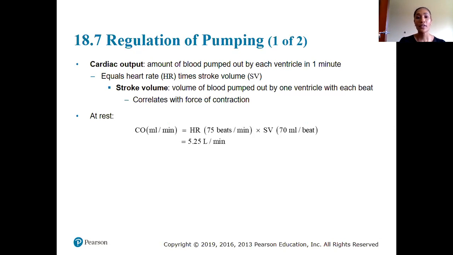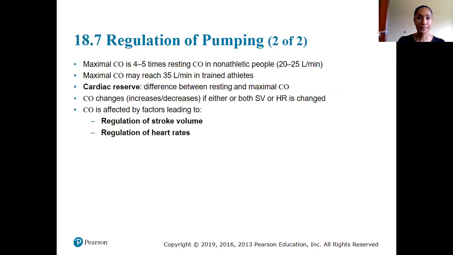The stroke volume is going to be the amount of blood pumped out of one ventricle with each beat, and this correlates with force of contraction. So at rest, the cardiac output should equal heart rate times stroke volume. The stroke volume should be roughly about 70 milliliters per beat, and the heart rate should be about 75 beats per minute. So in total, the average cardiac output at rest should be about 5.25 liters per minute.